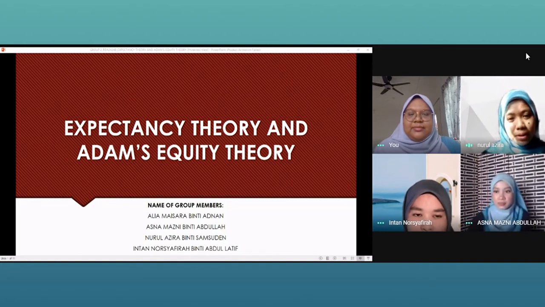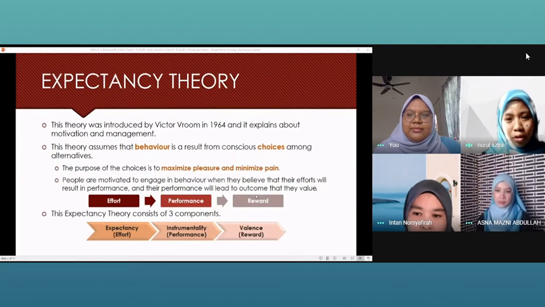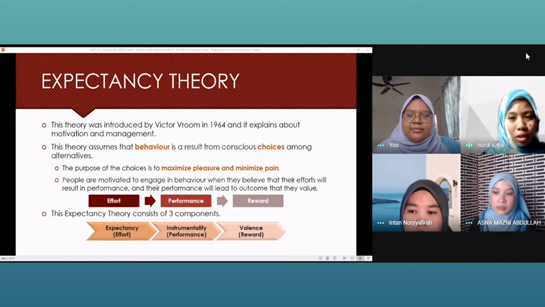Today we will be presenting about two theories of motivation, which are expectancy theory and Adams equity theory. The first theory that we will be discussing today is expectancy theory. First point, this theory was introduced by Victor Vroom in 1964 and it explains about motivation and management.